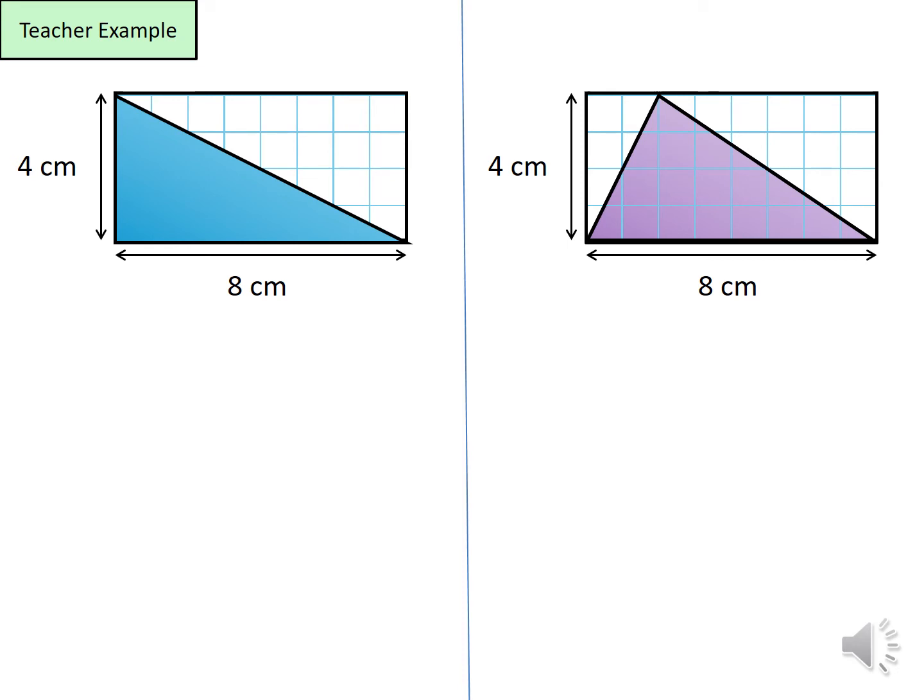So let's go to our first example. Have a look here at this triangle. It is half the area of a rectangle. So what we're going to do is the base times the height and divide it by 2. The base times the height divided by 2 is the area of a triangle.